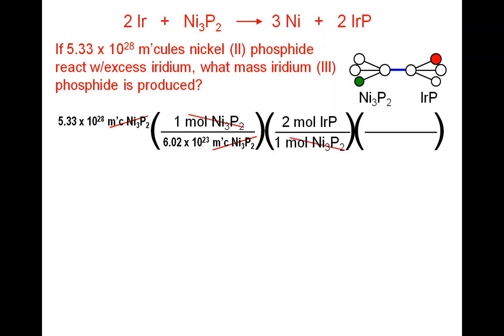So do that math real quick. You end up with 223.2 over 1. Math it up, you got 5.33 E28 times 2 times 223.2, smash the enter button, divided by 6.02 E23.